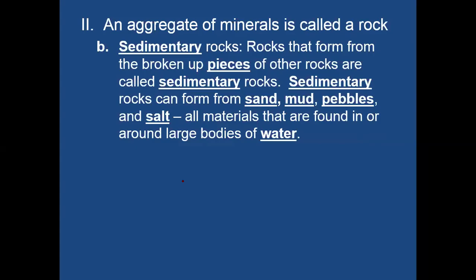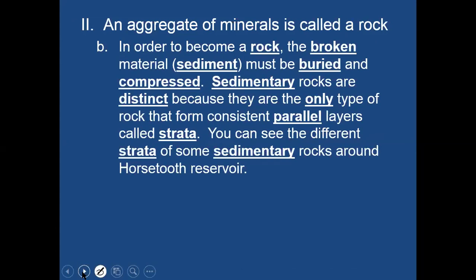The second type of rock we have is a sedimentary rock. So sedimentary rocks are formed from sediment or broken up pieces of other rocks. Sedimentary rocks can form from sand, mud, pebbles, and salt, all materials that are found around bodies of water. So bodies of water are going to be really important for the formation of sedimentary rock, because in order for a sedimentary rock to be formed, other rocks have to be broken. And then they have to be broken into these little tiny pieces called sediment and then buried and compressed. If they don't get buried and compressed, then they just stay as loose sediment. Okay, think like sand or the kind of sludge that's getting washed down a river.